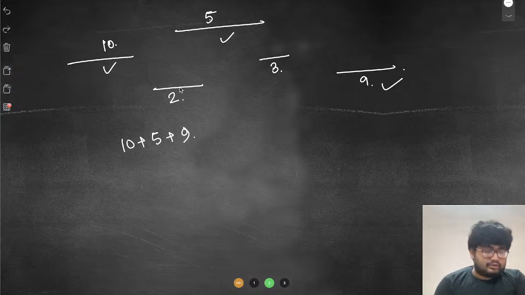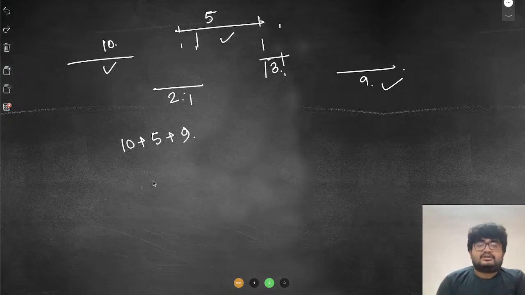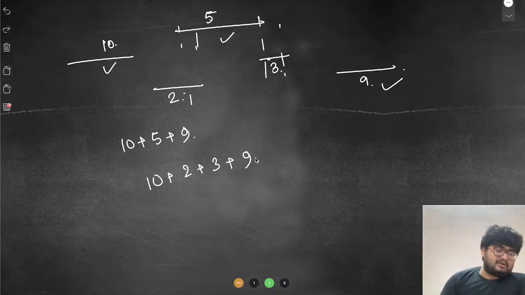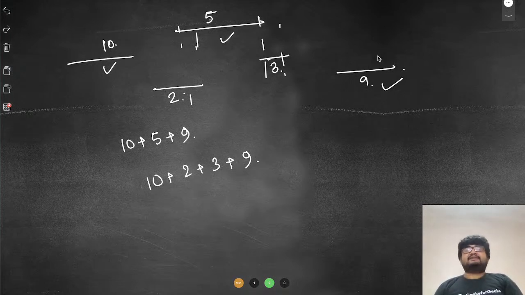We cannot choose 5 and 2 together because they are overlapping. If you see, there is an overlap between them, right? We cannot choose 5 and 3 together because there's an overlap. We can choose 2 and 3 together, so we can in fact do 2 plus 10 plus 2 plus 3 plus 9 as well. That is also a valid way to choose the intervals, right? And that would actually give the same result.